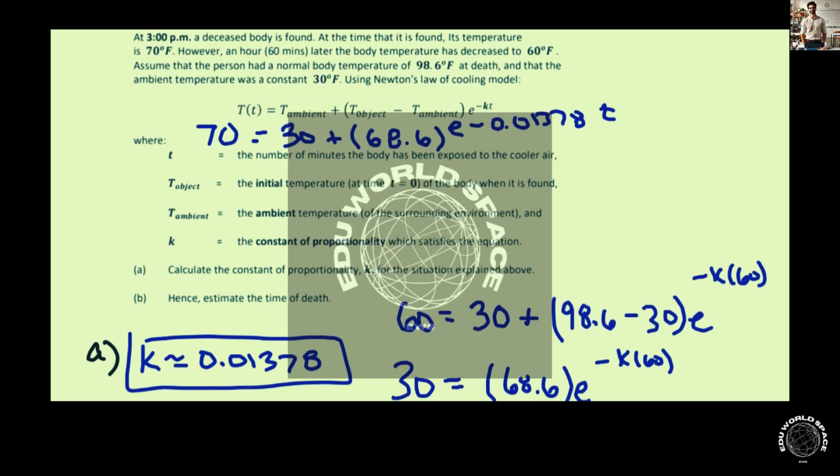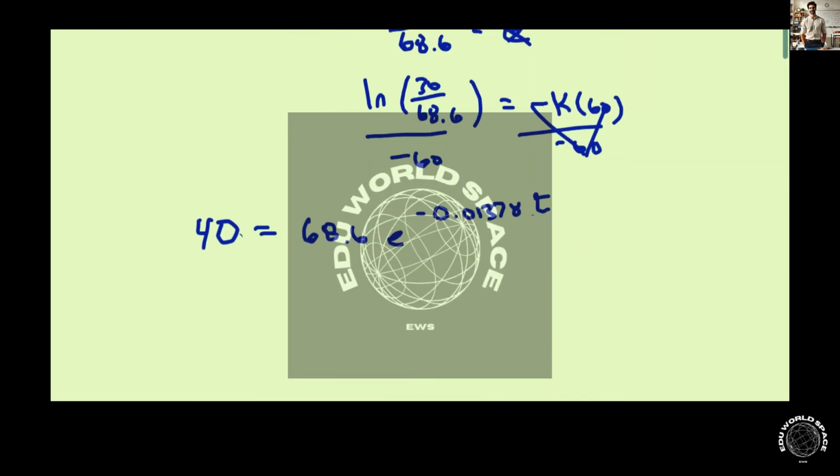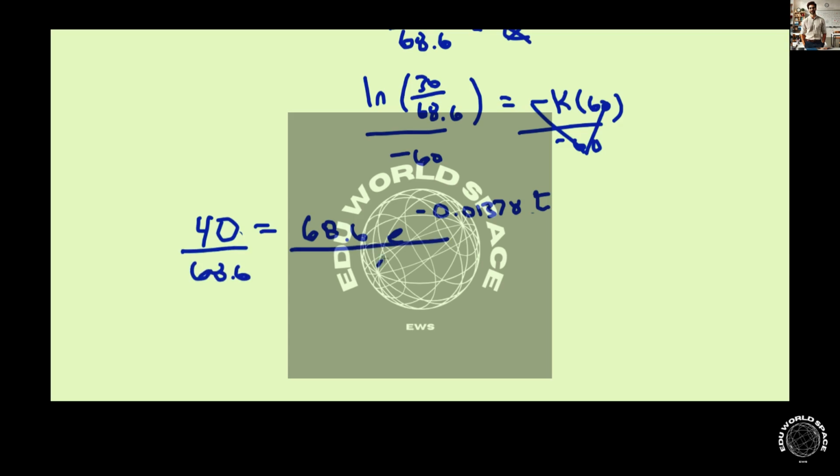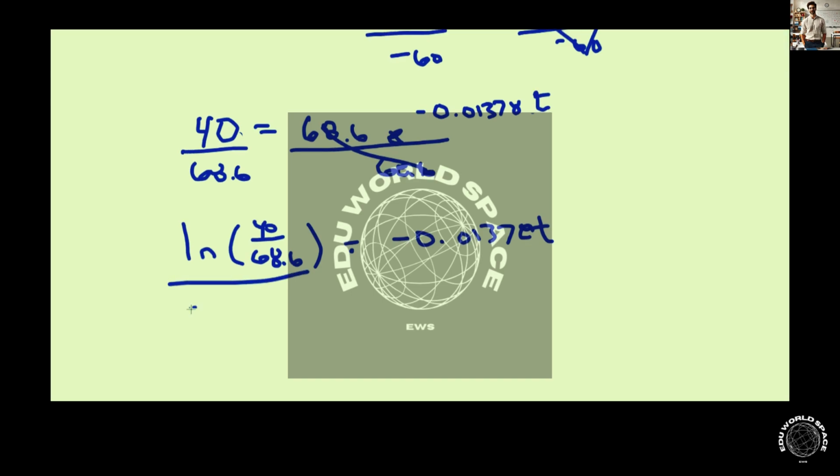because the temperature was found at 3 o'clock and it was 70. So we'll subtract it. We get 40. Now divide by 68.6 on both sides, and then take the natural log of both sides to get rid of base e. So the natural log of 40 over 68.6 equals negative 0.01378t, and you'll divide by negative 0.01378 and we'll have solved for t.